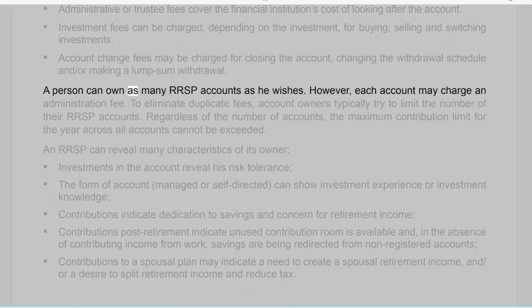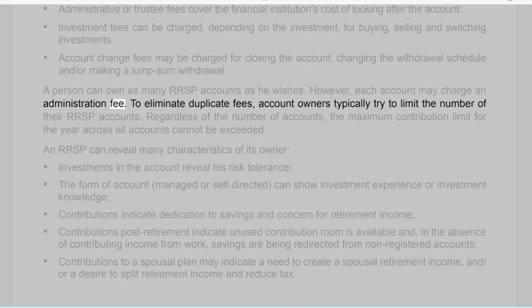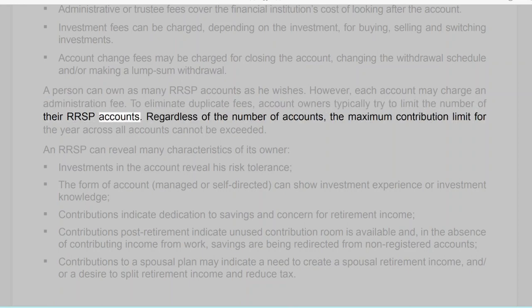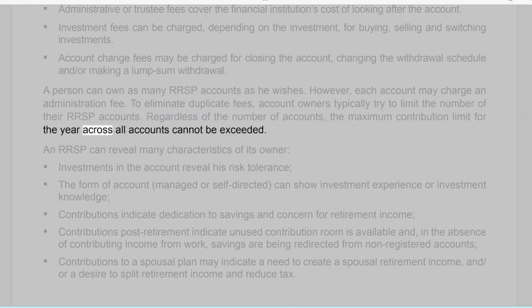A person can own as many RRSP accounts as he wishes. However, each account may charge an administration fee. To eliminate duplicate fees, account owners typically try to limit the number of their RRSP accounts. Regardless of the number of accounts, the maximum contribution limit for the year across all accounts cannot be exceeded.